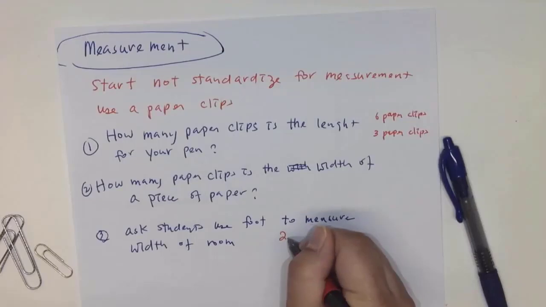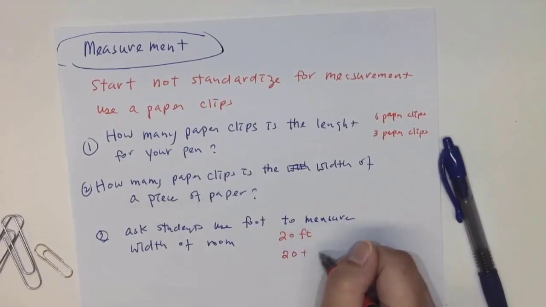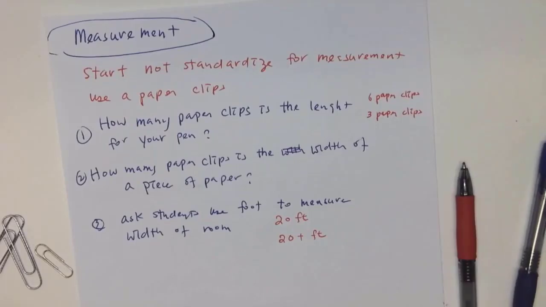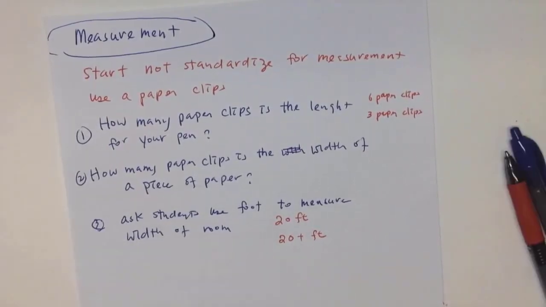We have one with 20 feet. How about you? 20? I had a little bit more. Okay, so 20 plus feet. So they're not that different, but it may not be standardized. If it's a much bigger area, if you're trying to build a bridge or something, that may be a problem. It may not reach the other side for the people who measured it with smaller feet.